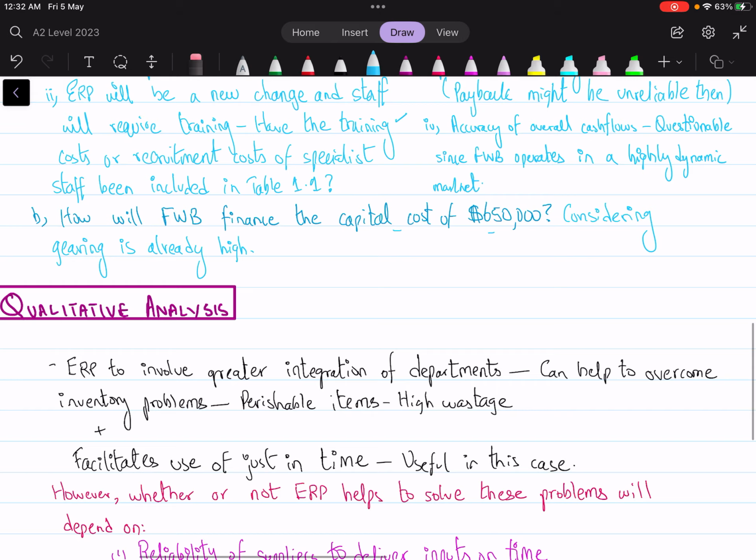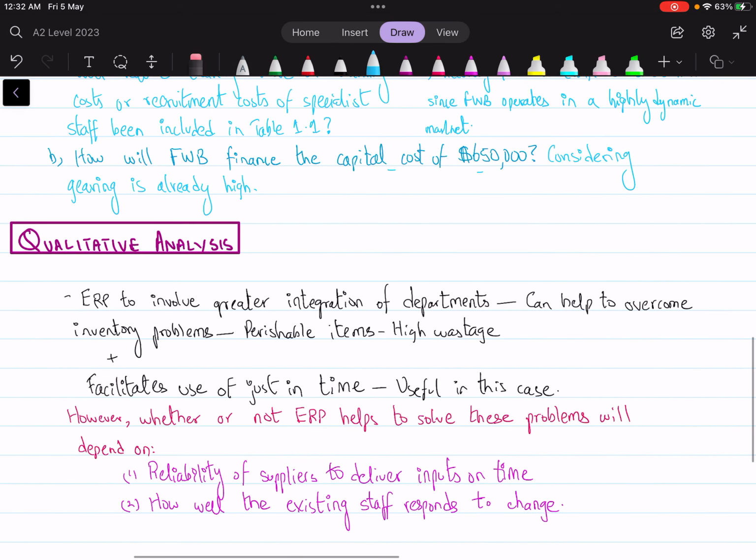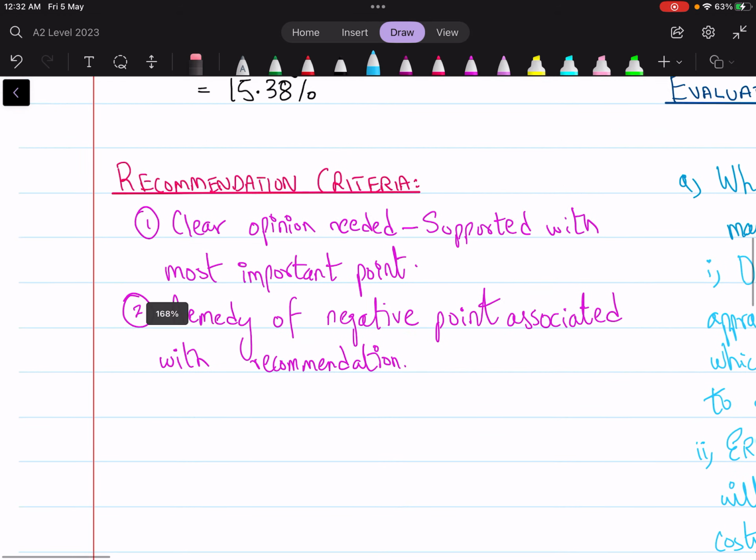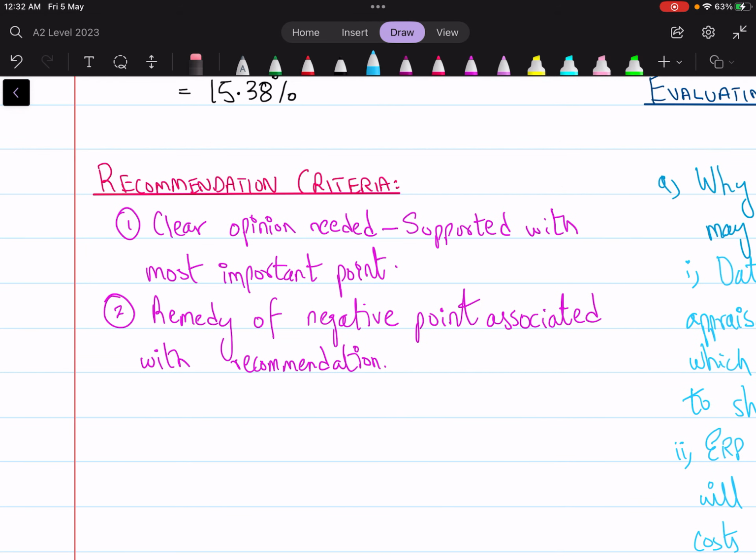So in the qualitative analysis, you can talk about just in time. You can talk about evaluative comments. As you can see, this is pretty much going to be your qualitative analysis. And once you have done your qualitative analysis, I would want you to focus on the recommendation. So if, let's say for example, you talk about, okay, fine, I think that ERP should be considered by FWB, or FWB should invest into ERP, you're going to use the most important point.